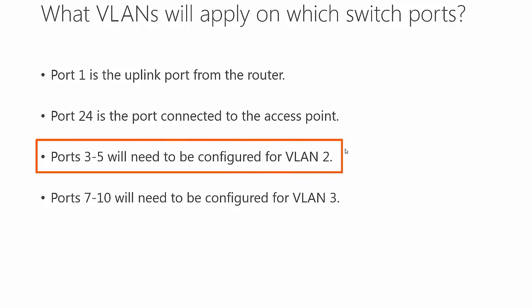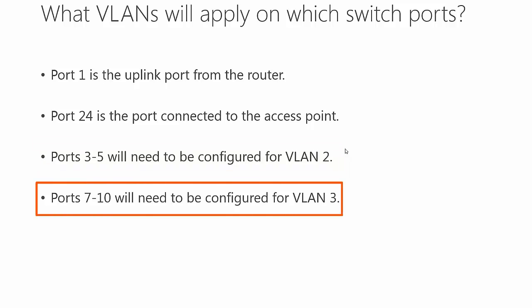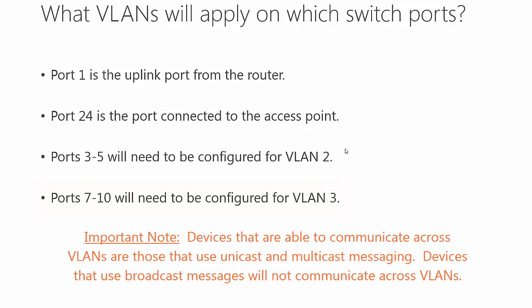Ports 3 through 5 will need to be configured for VLAN 2, since this is where my IP cameras will be connected, and ports 7 through 10 will be configured for VLAN 3, since this is going to be my control system network devices.